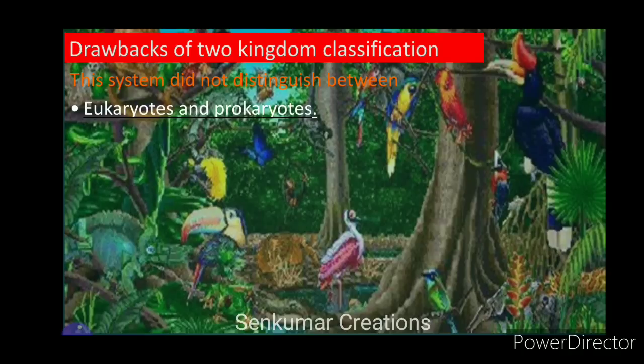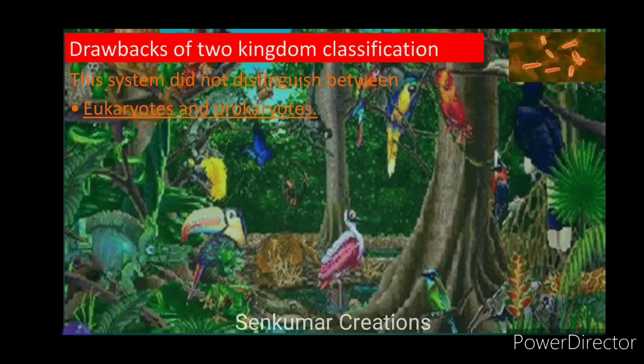We know very well about eukaryotes and prokaryotes. I will explain. Eukaryotes are organisms with a true nucleus, and those organisms that do not have a true nucleus we call prokaryotes. Eukaryotes and prokaryotes include unicellular or single cell organisms. So in the two kingdom classification, there was nothing mentioned about eukaryotes and prokaryotes.